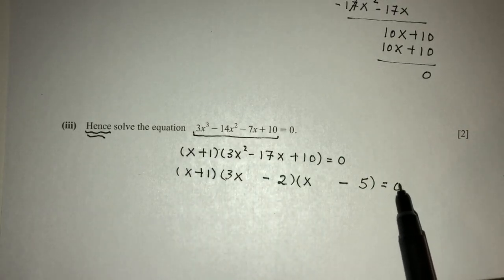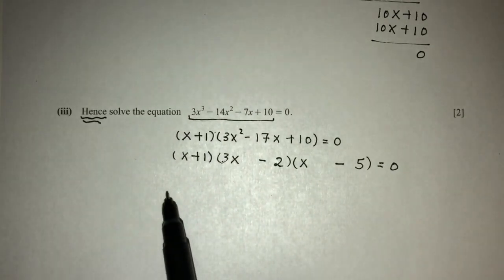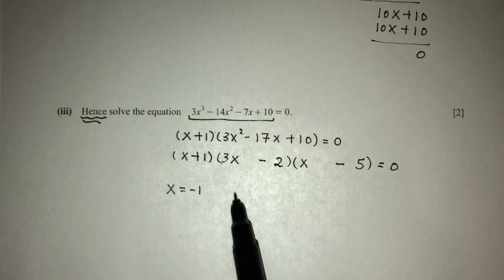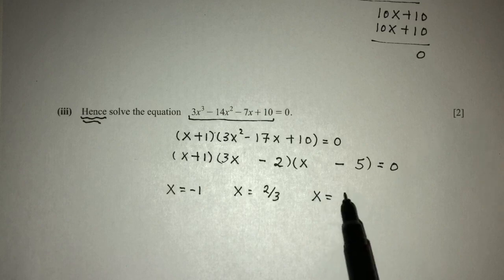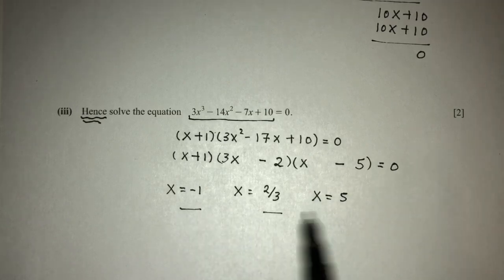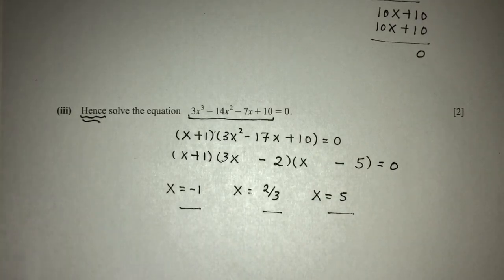Now equal to 0, we can find the values of x. x will be minus 1, x will be 2 over 3, x will be 5. So these will be the solutions of that equation.